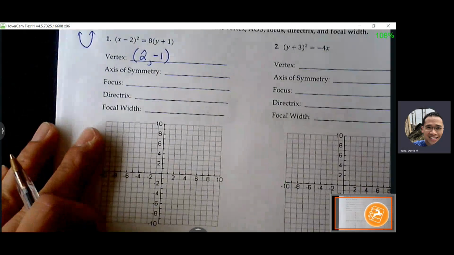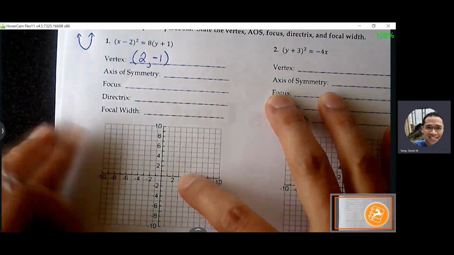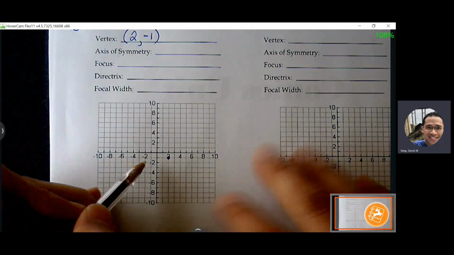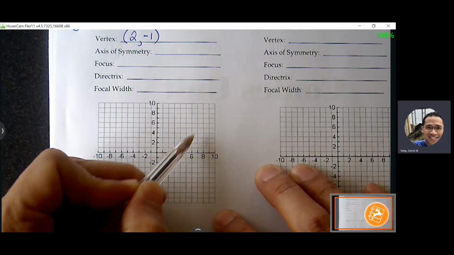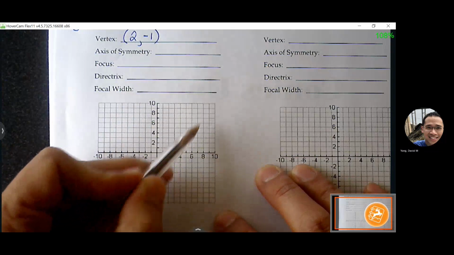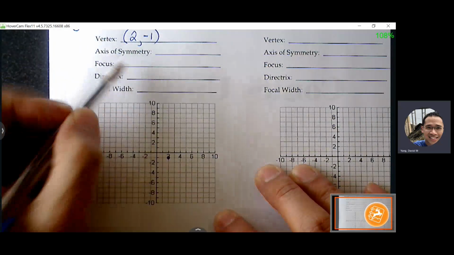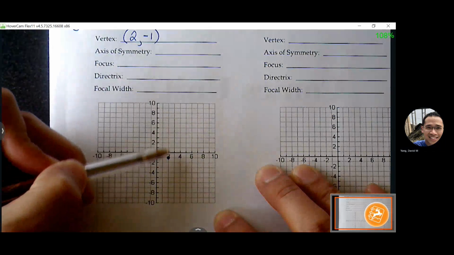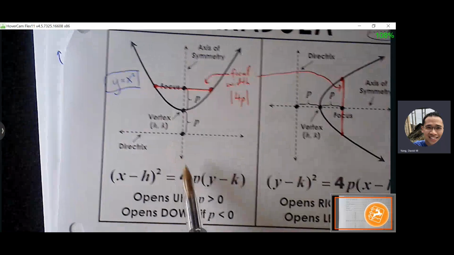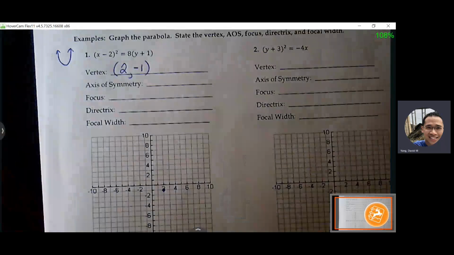Okay, so I'm going to go ahead and plot my vertex at (2, -1). Right now, I don't want to draw the parabola just yet, but I know it's going to open up. And then my axis of symmetry has to cut my parabola in half, so I kind of know where my dotted line is going to be, right? My dotted line is going to be a vertical line that's going to go right through my vertex.